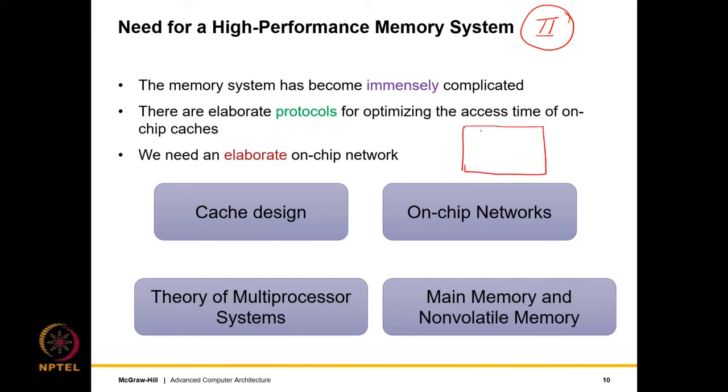So if we consider a chip, we have a large number of cores in here. We also have a large amount of on-chip memory. The on-chip memory is known as an on-chip cache.